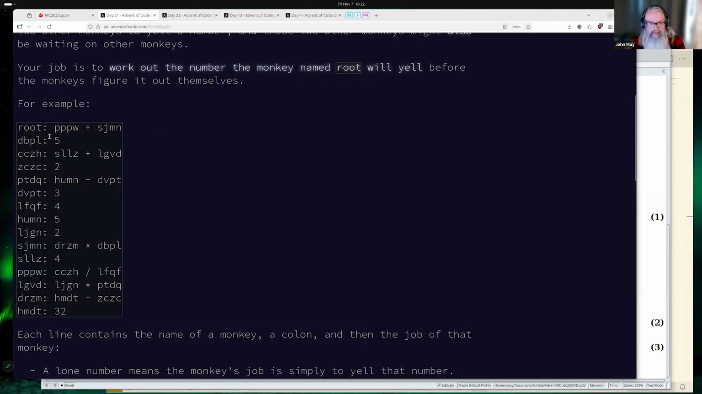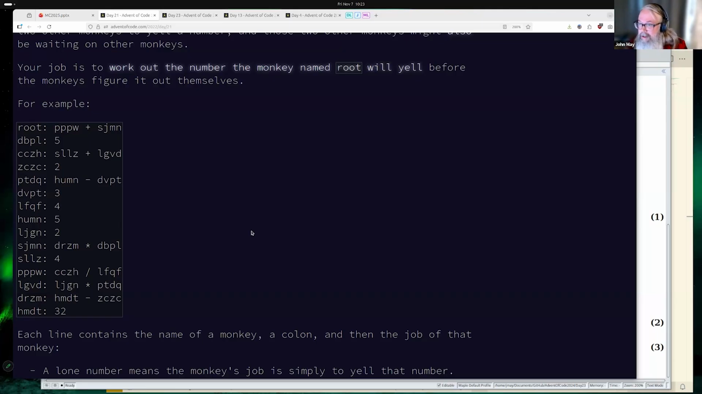And if you look, you have a description of what the monkeys are going to do. So the monkey named Root is going to yell whatever the monkey named PPPW yelled, and add that value to whatever the monkey named SJMN yelled. And the monkeys that have constants are yelling those constants, but the other monkeys are waiting for the constant monkeys to yell. And anyway, this is an expression tree.